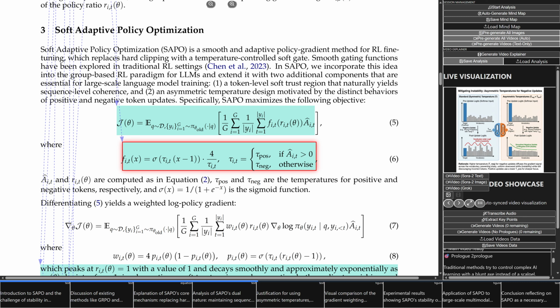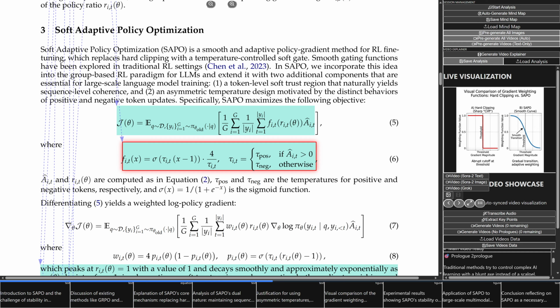You did. But SAPO doesn't do that. Because of that soft gate, it just selectively downweights the 5 offending outlier tokens that are causing the instability. And it preserves the full signal from the other 95. Exactly. It preserves the informative signal from everything that was near on policy. I mean, that is a fundamental difference in how you manage stability. Okay, so we have this smooth adaptive ramp. It makes perfect sense. So why does the paper then immediately complicate things with asymmetric temperatures?